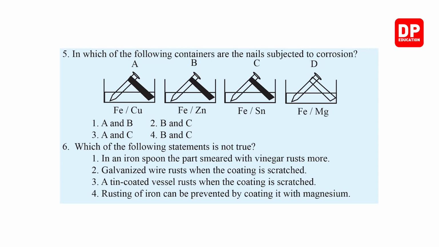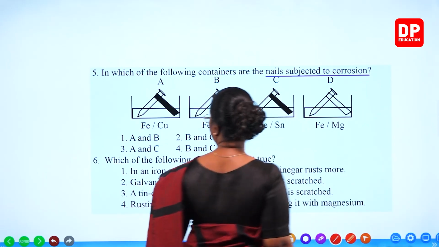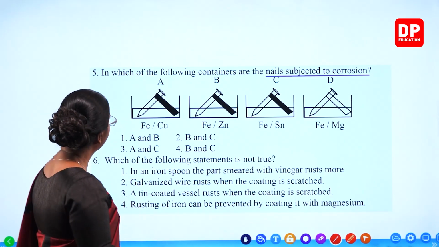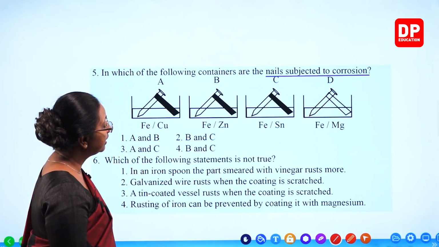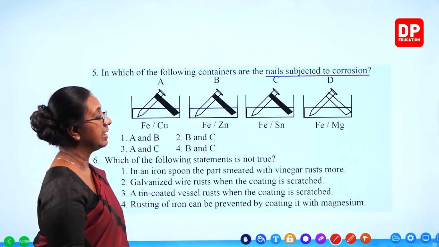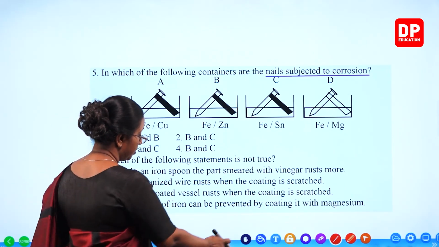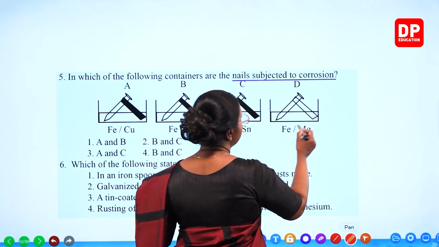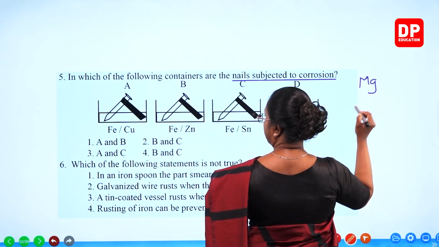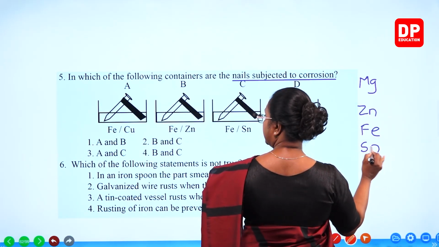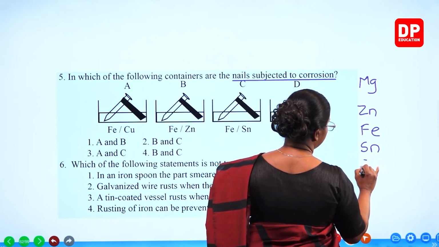The fifth question. In which of the following containers are the nails subjected to corrosion? Now, if you look at it, you can see different metals in contact with iron. Iron and copper, iron and zinc, iron and tin, iron and magnesium. So, to answer this question, you all have to know the activity series. So, you can remember, students, in the activity series, we have magnesium, then we have zinc, then we have iron, then tin, and we have copper.